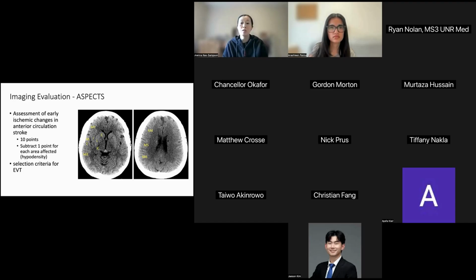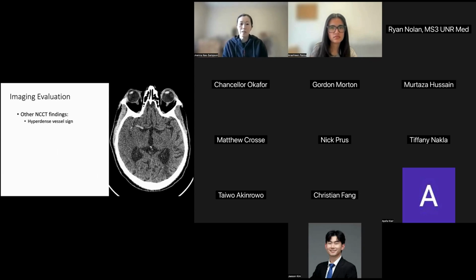So these are surrogates to determine areas of completed stroke, and it's a selection criterion for endovascular thrombectomy and also for selecting patients to give thrombolytics to. The higher the number of points, the better. A lower ASPECT score means more areas of the brain are involved in the stroke. That's why a 10 is good and a 5 is bad.